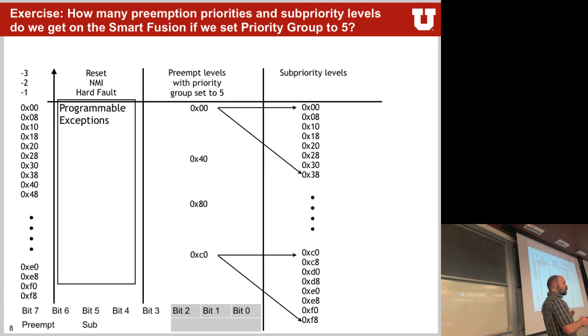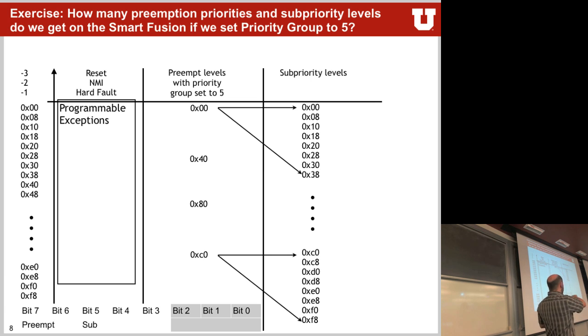Let's assume that the group bit was set to 4, okay? What would now be the different groups? How many groups would we have? 6. We went 1 down with this one here. So the sub-priority is now 4.